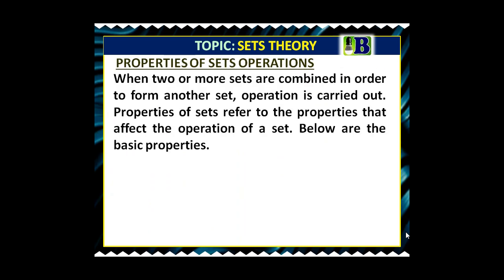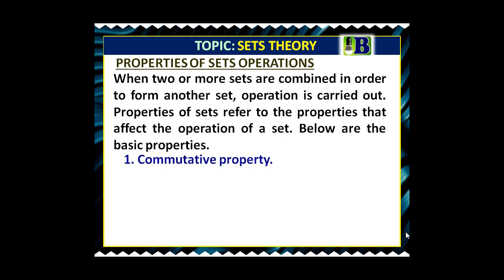Properties of set operation. We are going to discuss the properties of set operation. When 2 or more sets are combined in order to form another set, an operation is carried out. Properties of set refers to the properties that affect the operation of a set. Below are the basic properties. We just discussed the operation of set. There are some properties attached to a set that you can use to do some calculation, and these are what we are going to concentrate on.